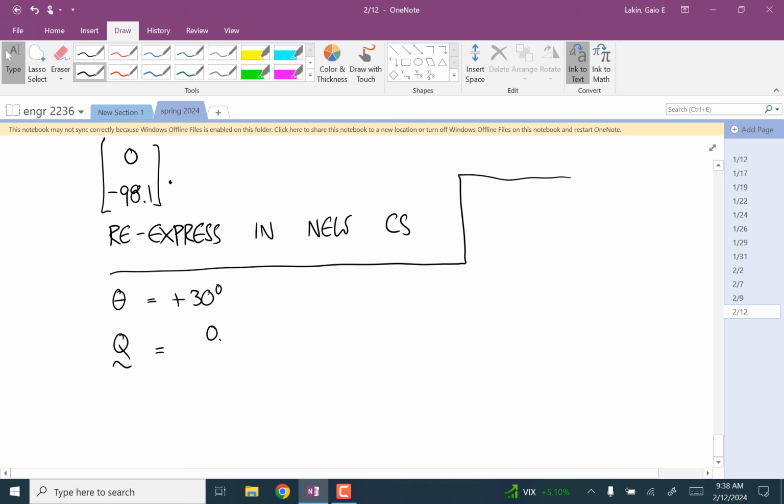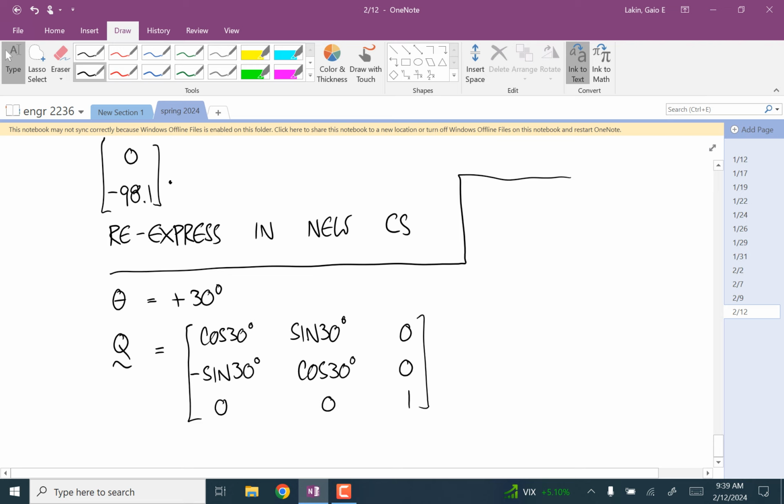That means that our rotation matrix is cosine of 30. Well, let me write that out first. So cosine of 30, sine of 30, 0, negative sine of 30, cosine of 30, 0, 0, 0, 1. So that's 0.866, 0.5, 0, negative 0.5, 0.866, 0, 0, 0, 1.